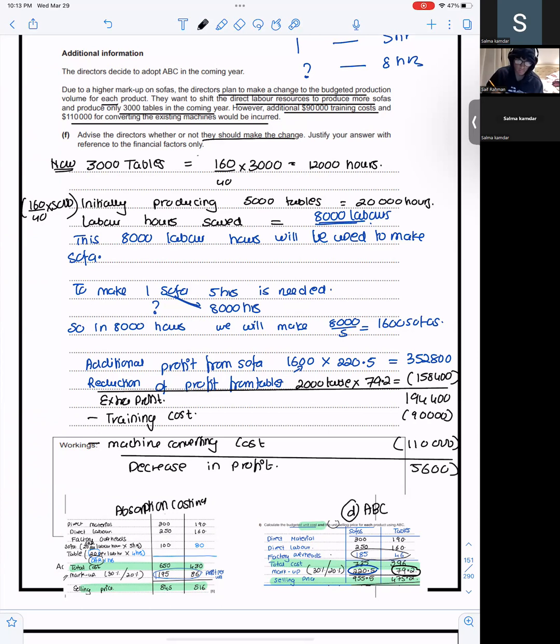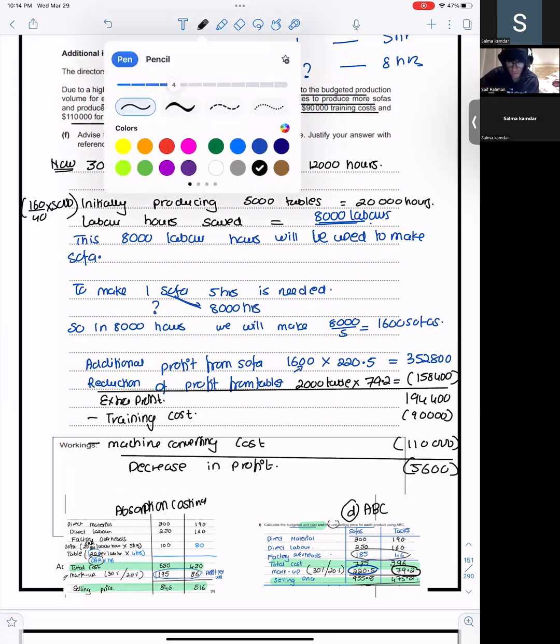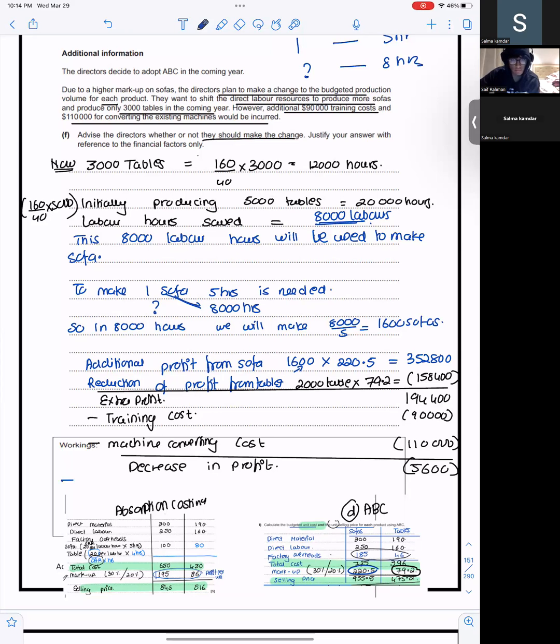Check, calculate. You are getting 194,400, but you will spend 90,000 for training cost and 110,000 for machine conversion cost. You're going to get a decrease in the profit. So advise the directors whether they should make the change. It is good in the long term, but not in the short term. The directors should not go ahead with the change for the short term.